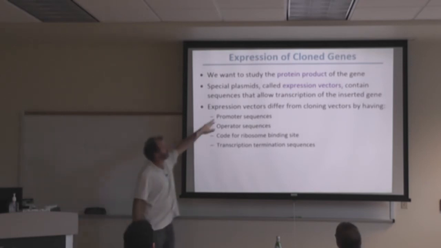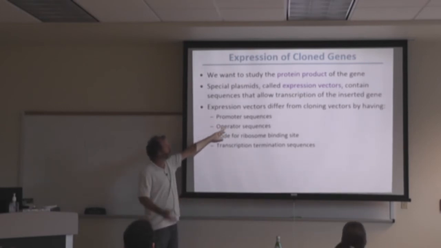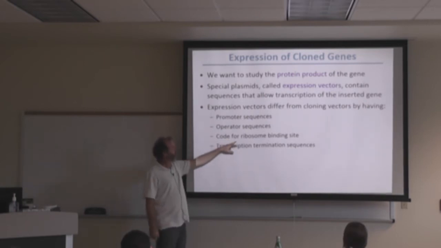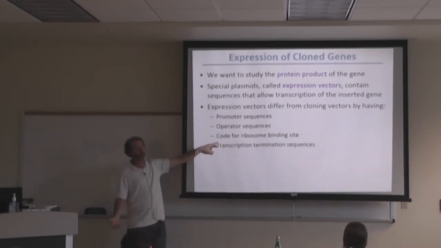So expression vectors differ from cloning vectors. You're going to have promoter sequences, which drive the expression of that recombinant protein. Operator sequences. Anybody know what an operator sequence is? We haven't talked about it, like the lac operon. It's a sequence that has control. There's a regulatable promoter sequence, and the operator controls the expression of that gene. A sequence that codes for a ribosomal binding site.